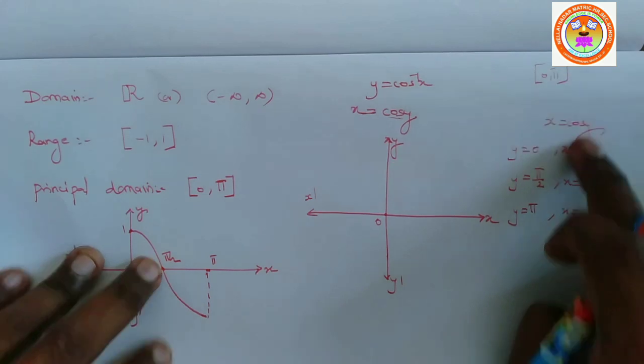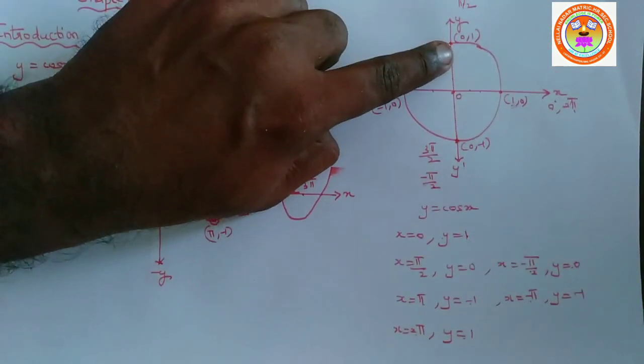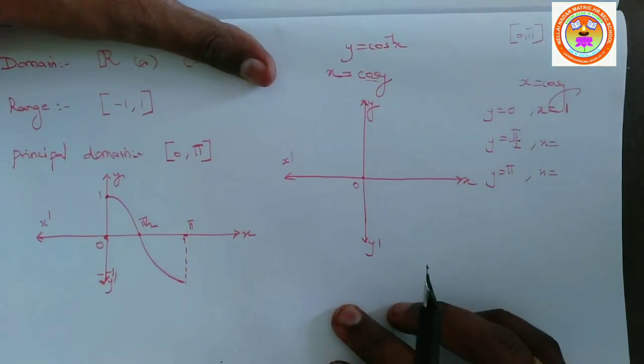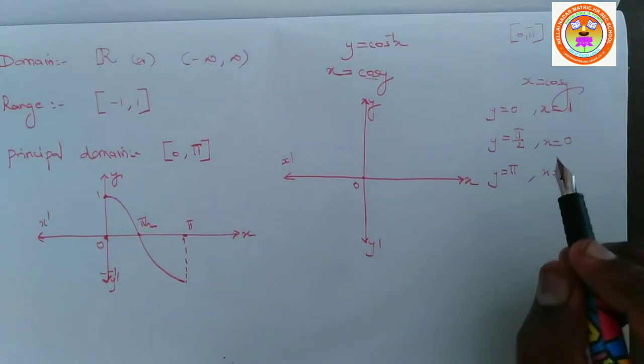Next, cos of pi by 2. What is cos pi by 2? See here, this is pi by 2. Cos pi by 2 is nothing but 0. So cos pi by 2 is 0.